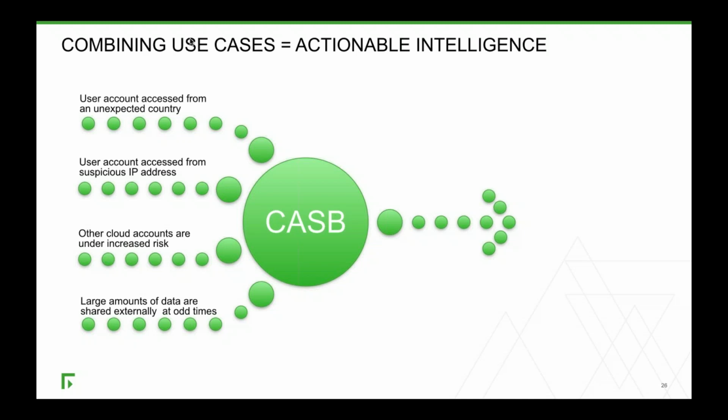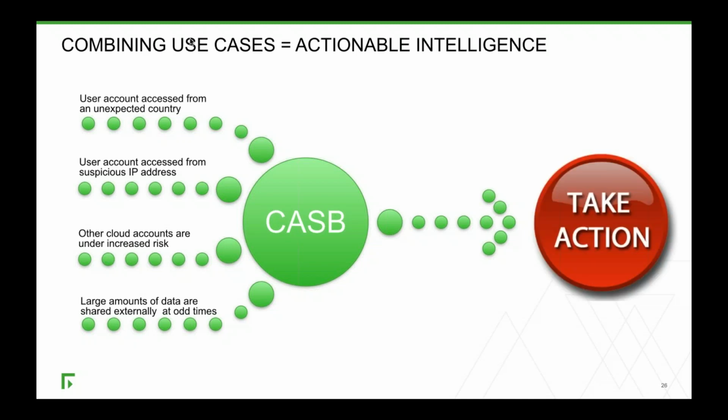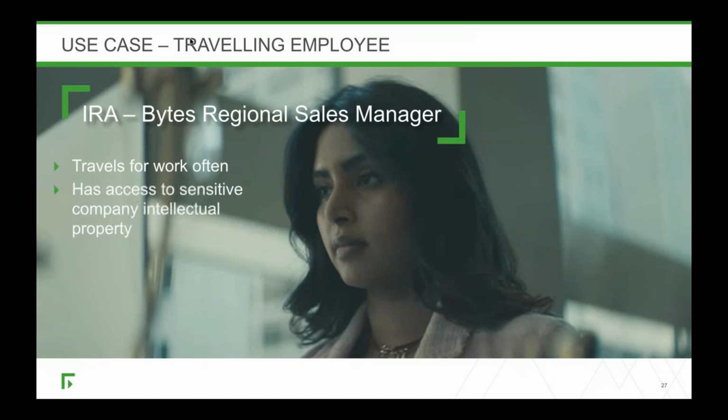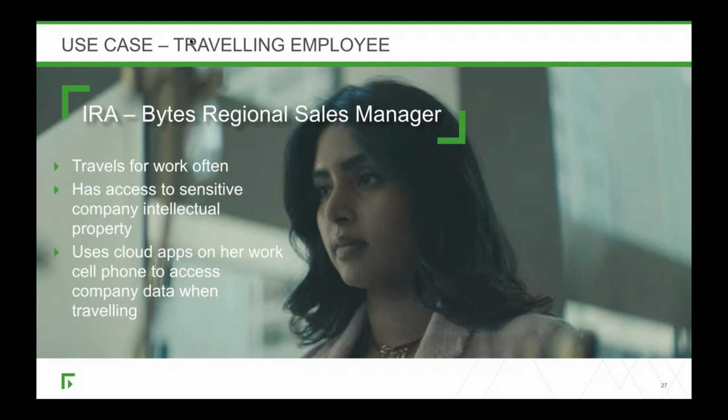We have an insanely large data lake behind our CASB that could enable you to correlate that and enable action to be taken. We can take action, and we can also tell you that we've taken action, and we'll certainly show you how. So Ira, in this fictional environment, is a Bytes sales manager. She gets a great job of going to Las Vegas for a security partners event, with access to sensitive data. She uses her phone because Bytes is so cool, and she gets access to her work cloud applications from that.